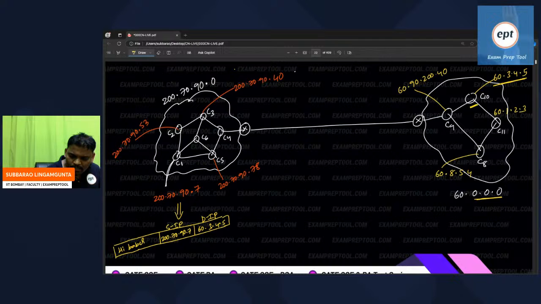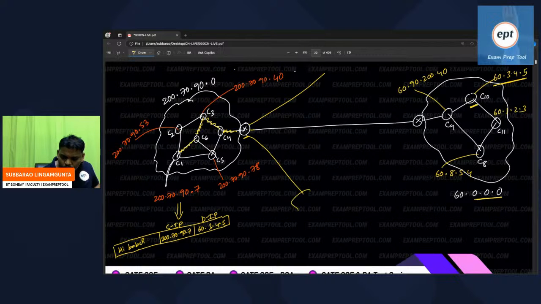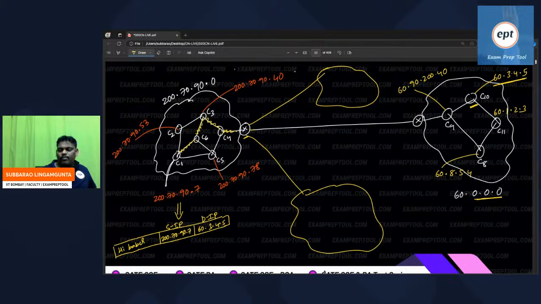See, C1 is here. See how data is going. Two networks are connected by a router. Remember, this router has not only this side, it has this side also. So many networks may be available.